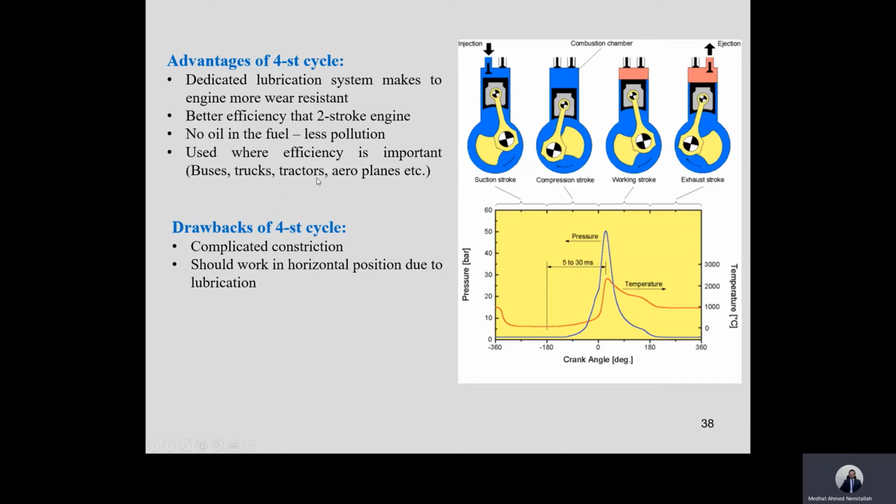Also, the four-stroke engine is used when engine efficiency is important, but the two-stroke engine is used when we need more power.